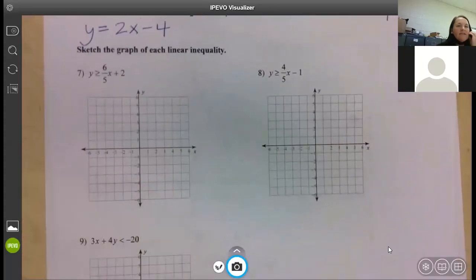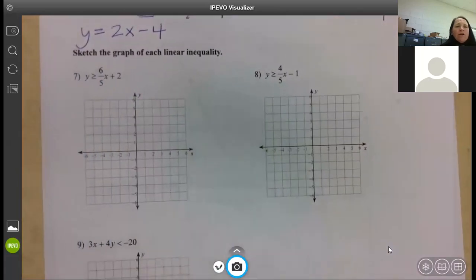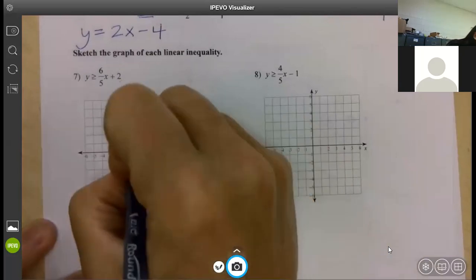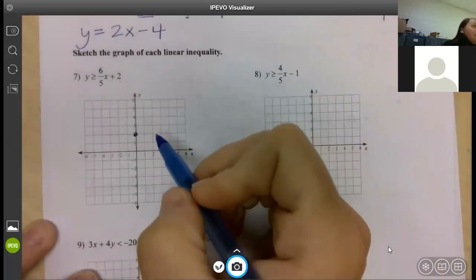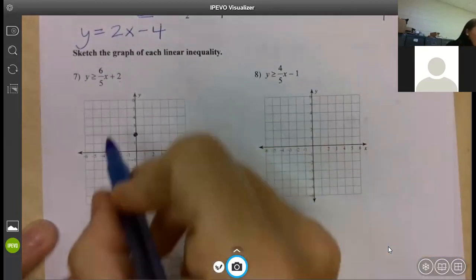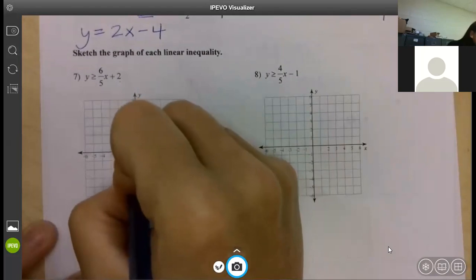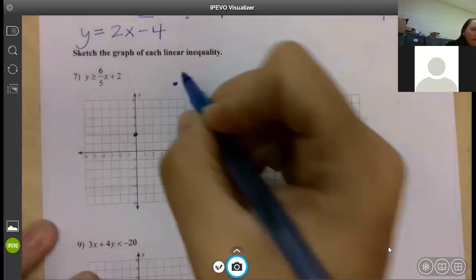All right. Linear inequalities, these are usually just multiple choice. They're nothing crazy. It says sketch the graph, and we're going to do the same thing that we did before with y equals. There's just some shading involved. So we're going to start at 2. We're going to go up 6 and over 5. So it's going to put you like up here somewhere.